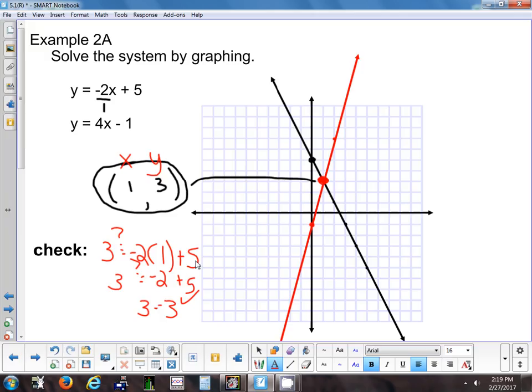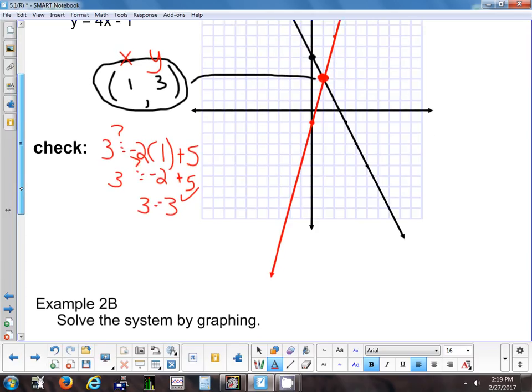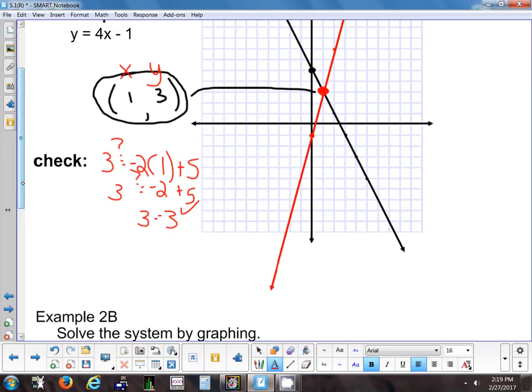3 equals 3. That works. But I'm not done because I got to check both. Now, come down a little bit here. You can still see that one. Okay. So, now I got y equals 4x minus 1. Here's my possible solution, 1, 3.